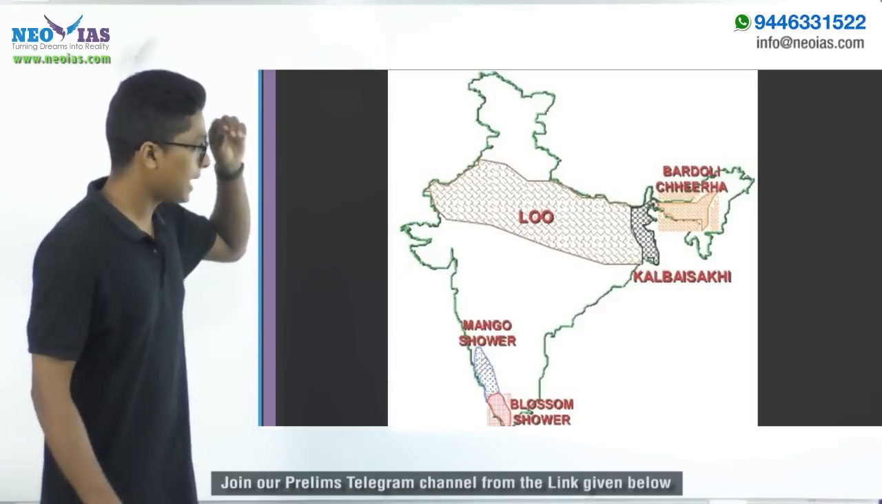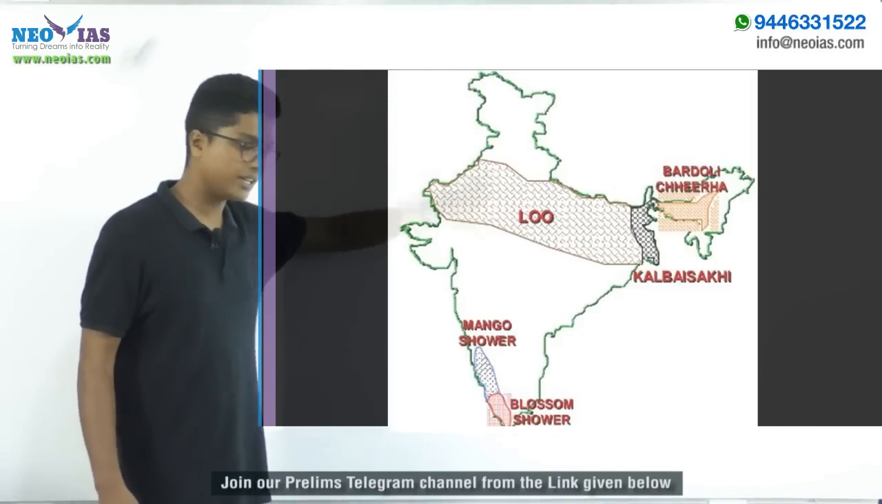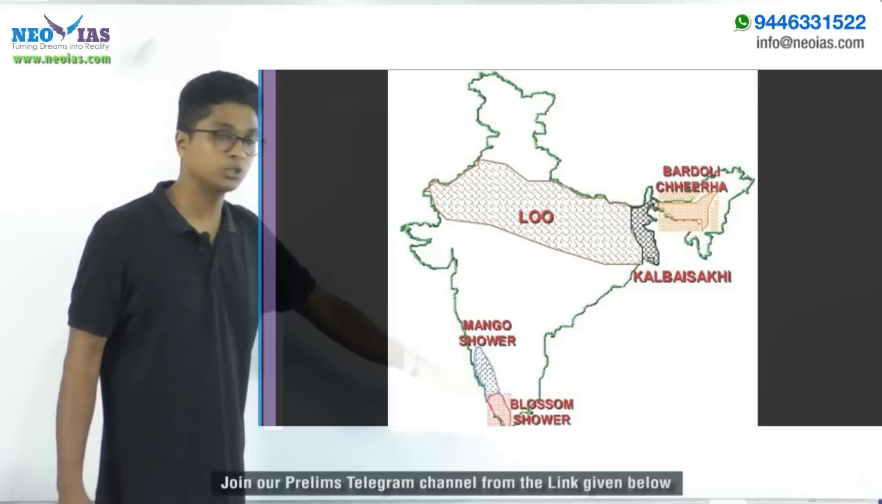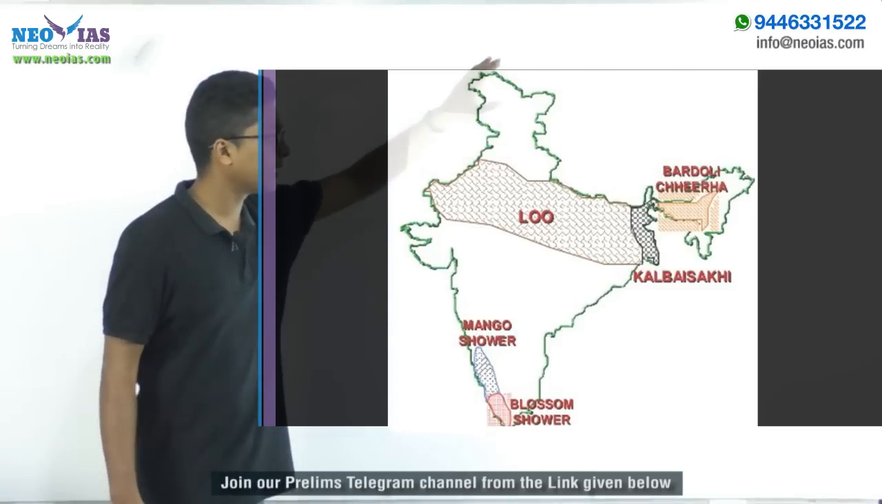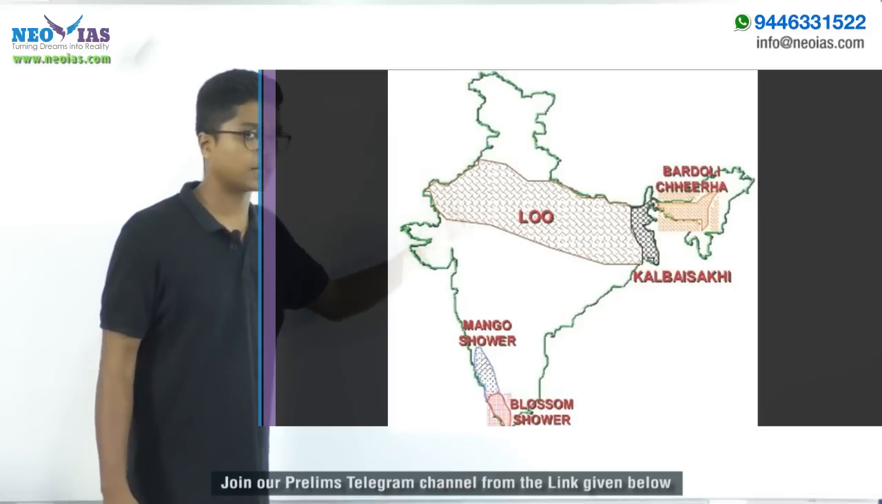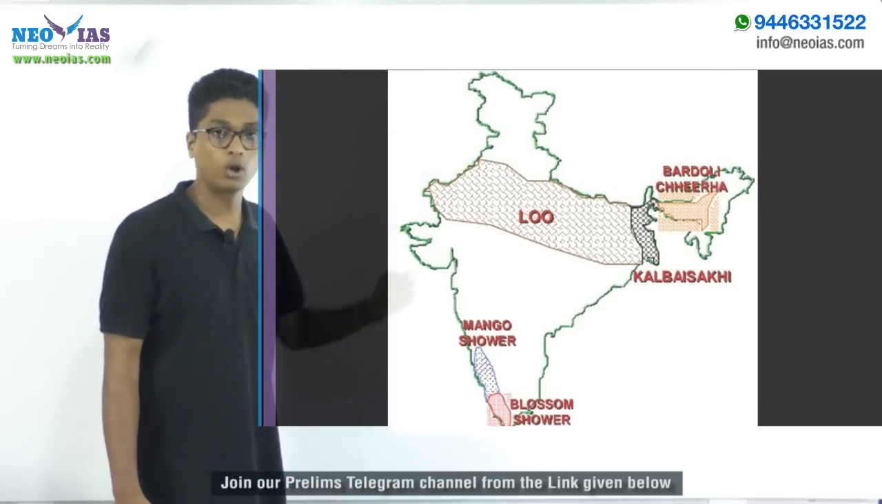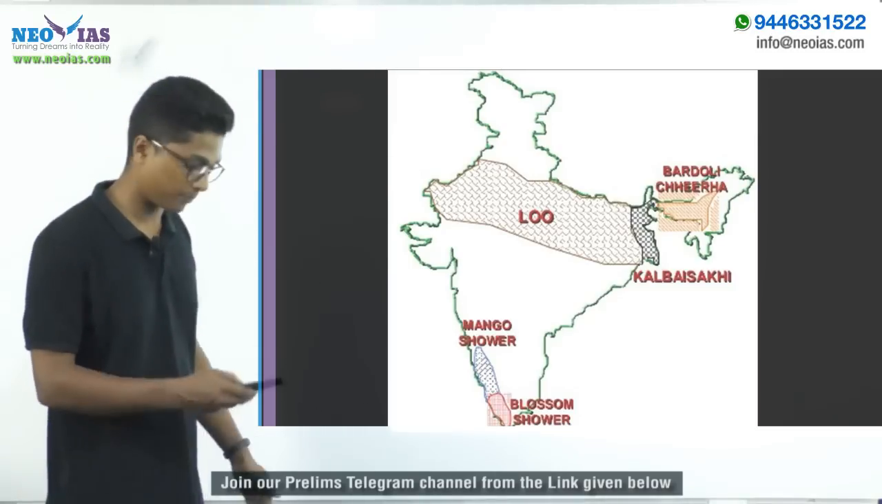blossom shower. So the four important local storms are Loo, affecting central India; then the mango shower, affecting the Kerala and Karnataka regions; and blossom shower, which is needed for coffee cultivation, affecting Kerala; and the dreaded evening thunderstorms affecting the Bengal as well as Assam regions, called the nor'wester, which are also known by different names like Kalbaishagi, right?